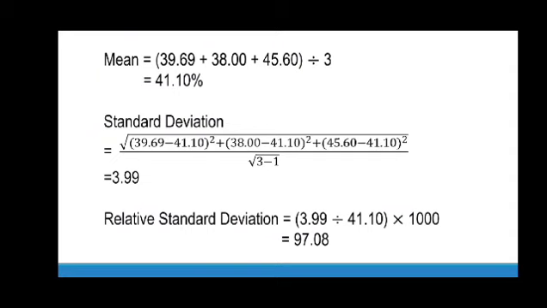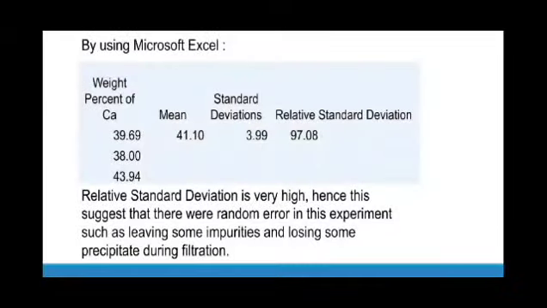For relative standard deviation, 3.99 is divided by 41.10 and multiplied by 1000 and we will get 97.80. By using Microsoft Excel, we will get the same answer as we manually calculated. Hence, we found that the relative standard deviation is very high. This suggests that there were random errors in this experiment, such as leaving some impurities and losing some precipitate during filtration.